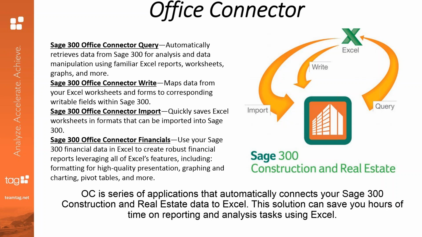So if you're familiar with the idea of ODBC, some of you may have Microsoft Access databases that integrate with your Sage 300, where you can write certain information back, like updating a vendor address or updating job information. So Office Connector Write gives you the ability to create your own templates, again, that are visually more user-friendly, and you can write certain data back into the system.